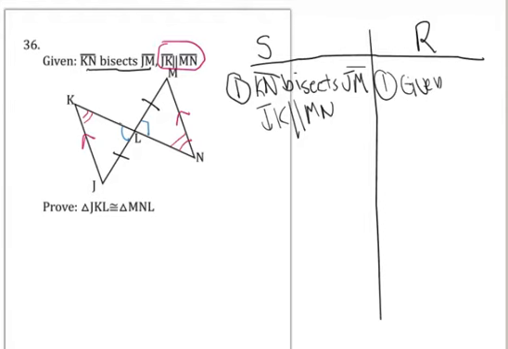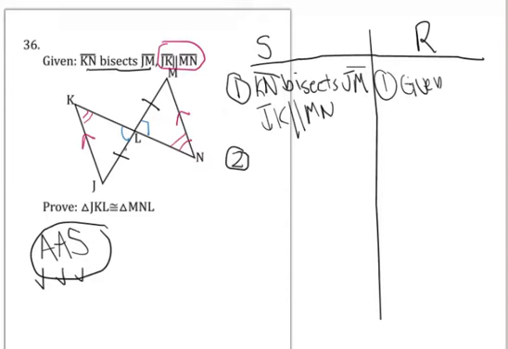Looking at my picture, I see angle, angle, side. So I'm guessing at the very end, I'm going to prove these two triangles congruent by angle, angle, side. In order to do that, I need to show each angle and each side in my proof. So let's start with showing each side. We'll do our side first.